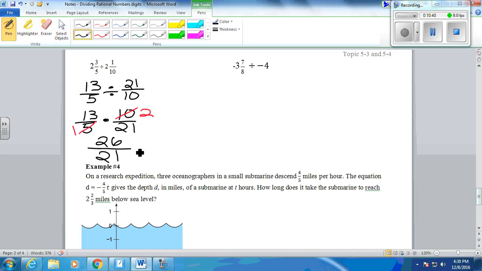That's an improper fraction. Don't leave your answer as an improper fraction. 21 goes into 26 one time. 1 times 21 is 21. So then 26 minus 21 gives me 5. So I get an answer of 1 and 5/21. I'm going to ask that you try this second one on your own. Please pause the video.